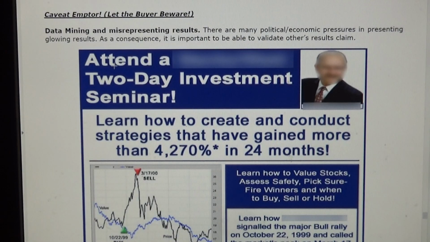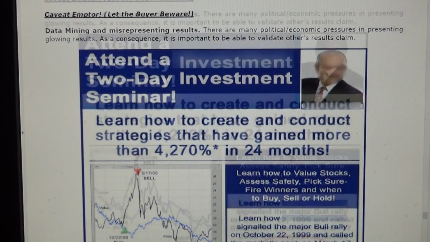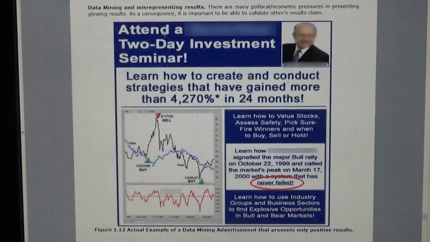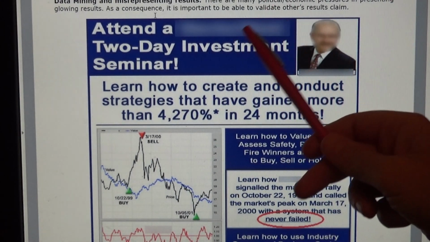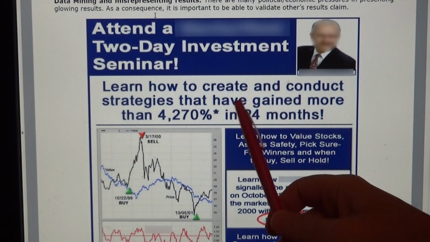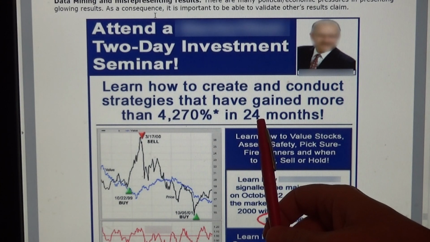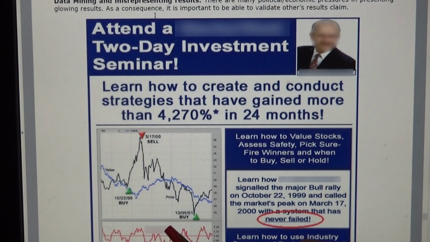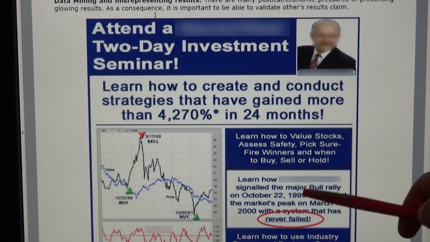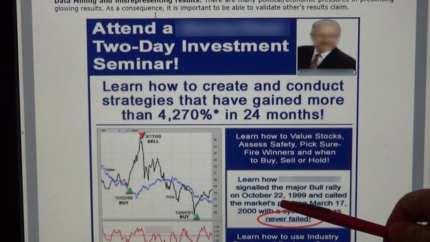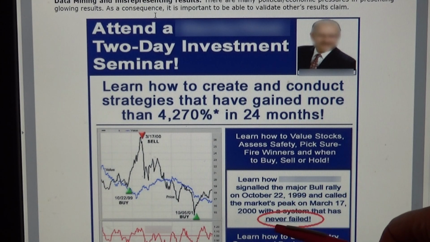Now here's an example, caveat emptor, which means let the buyer beware. Data mining can sometimes misrepresent results. I used to use a software program, I won't say the name, and they literally sent me this brochure. I didn't create it. I blocked out the name of the company. They say, attend a 2-day investment seminar. Learn how to create and conduct strategies that have gained more than 4,000% in 24 months. And I think, wow, that sounds fantastic. Learn how to value stocks, assess safety, pick surefire winners, when to buy, when to hold. Learn how their model predicted the bull rally on October 22nd, 1999, peaked in 2000, and a system that's never failed. That's a major claim.